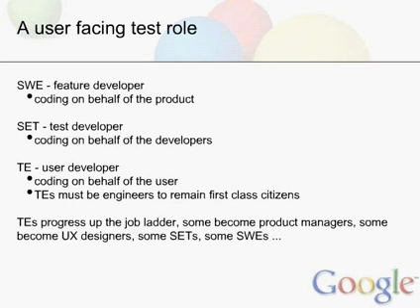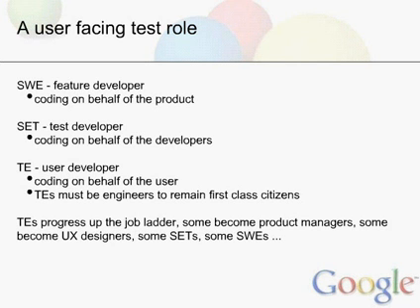Now, the 3 roles, SWE, SET, and TE, the one I want to highlight in this particular version of this tutorial is the test engineering role. I like to call SWEs feature developers, SETs test developers, and TEs user developers, because TEs are developers. It is an artifact of the Google culture that we are a coding culture, we are a computer science culture, and coding is an important part of being judged by your peers, being admired by your peers, and getting promoted and getting good calibration scores.